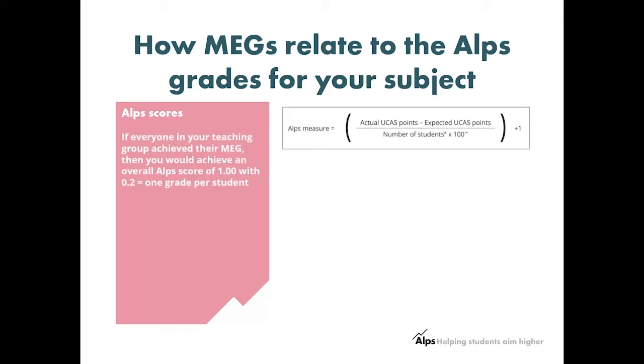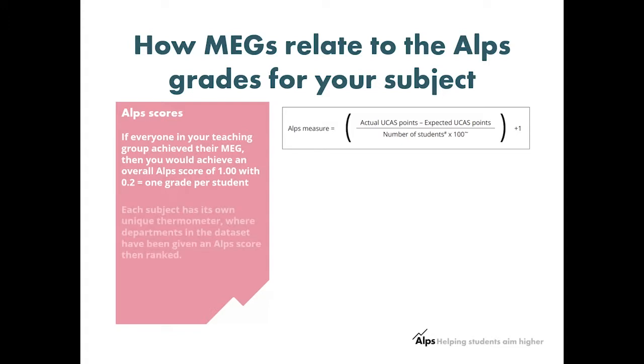So, if everyone in my teaching set, for example, if I'm a biology teacher, if everyone in my biology set got their MEG, then as a biology teacher, I would get an Alps score of 1.00. Now that's according to that formula. As I say, all this is in the guide. So trust me, that is what the equation revolves around, 1.00. So if everyone gets their MEG, I've got a score of 1.00.